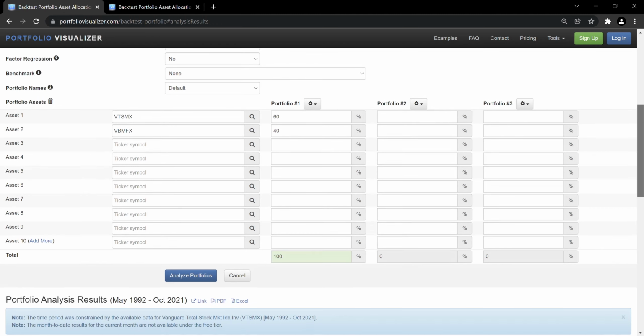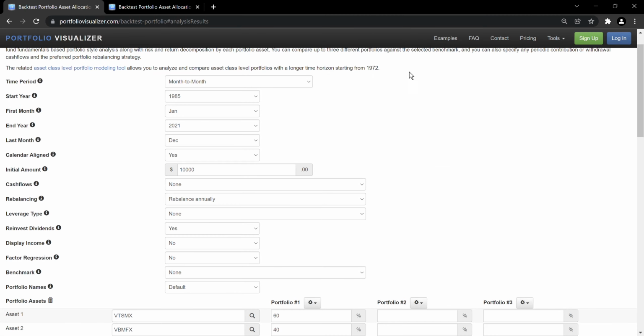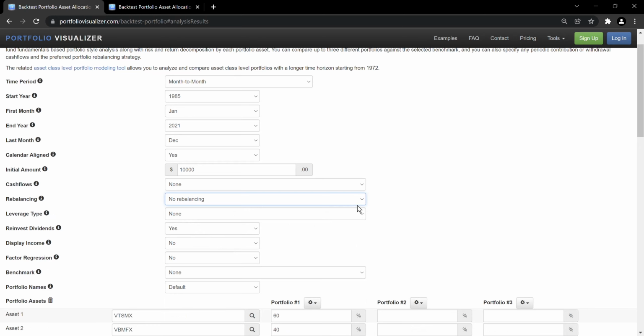But now let's go back up here and look at some of the other features that you can adjust and change here. You could change the initial amount. One thing that's interesting, you can change how it gets rebalanced. We're leaving it on rebalance annually, but you could change it to different rebalancing schedules, or you could do it on rebalancing bands, in which case you can put in actual numbers here to create rebalancing bands for this portfolio. And we'll go back to rebalance annually.